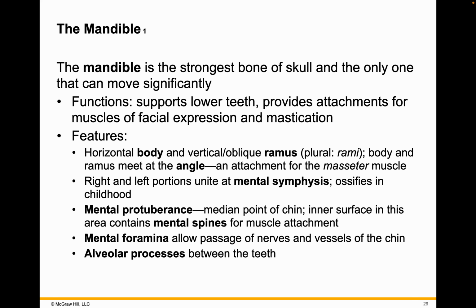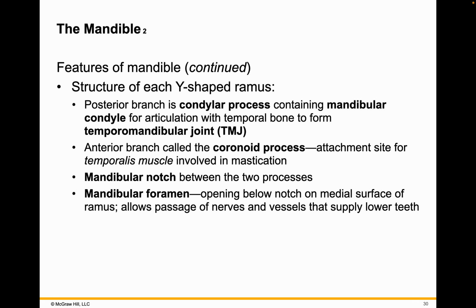The inner surface of this area contains the mental spines, which are muscle attachment sites. The mental foramina allow the passage of nerves and vessels of the chin, and the alveolar processes are between the teeth. The Y-shaped ramus has the condylar process containing the mandibular condyle, which is the articulation for the temporal bone forming the temporomandibular joint, or TMJ. We'll be talking more about that in Chapter 9 about articulations.